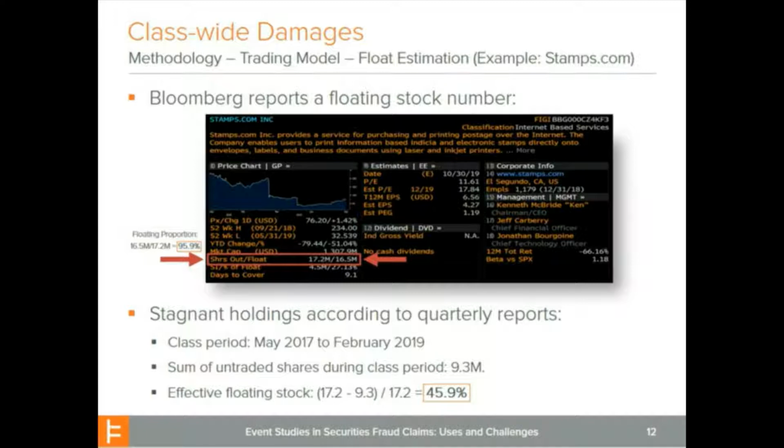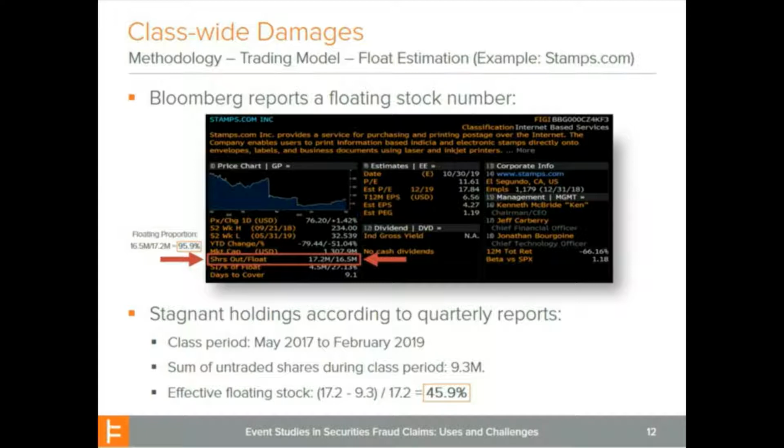So we prefer to calculate this ourselves, and we prefer to find this by looking at quarterly holding reports. We look at the shareholdings of the major shareholders for the equity we're looking at, and ask how much these holdings were actually changing over time. We can back out from those shifting numbers our own version of a float percentage. And the proportion that we get, for example, for stamps.com is more like 45% instead of 95%. So it's fairly different from what Bloomberg reports, and we think a more accurate damage estimate is going to come out of using this slightly less strict number.